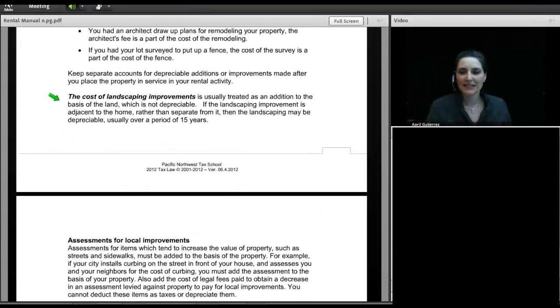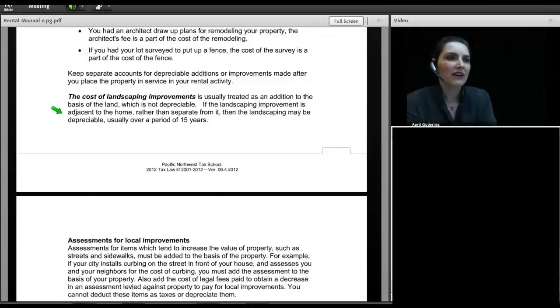The cost of landscaping improvements. I had someone in my classroom who wanted to know, what about landscaping? So here we are. The cost of landscaping improvements is usually treated as an addition to the basis of the land, which is not depreciable. However, if the landscaping improvement is adjacent to the home rather than separate from it, then the landscaping may be depreciable, usually over a period of 15 years.